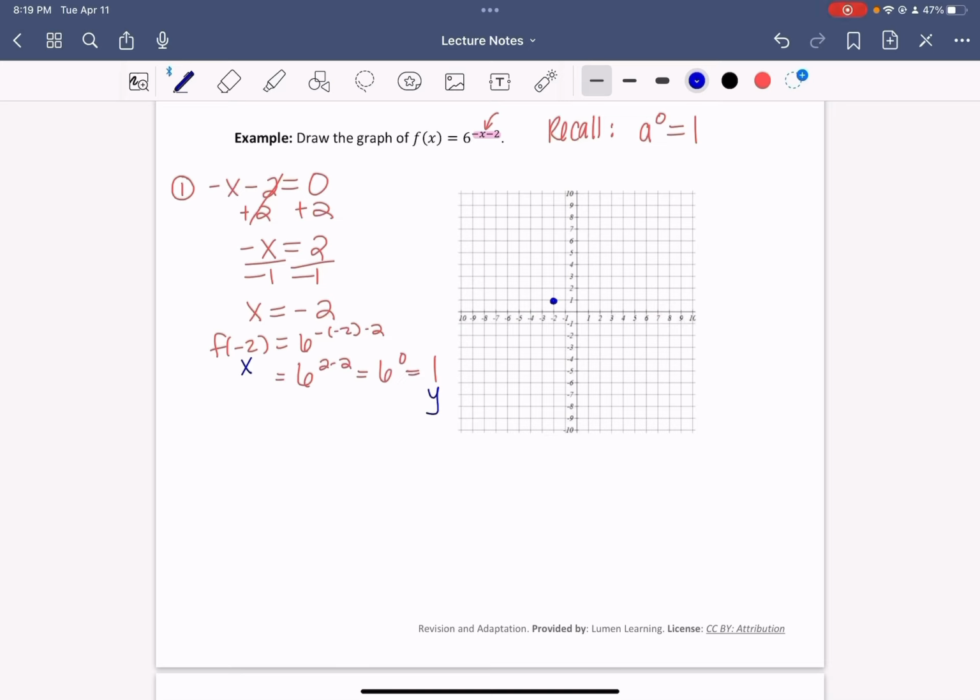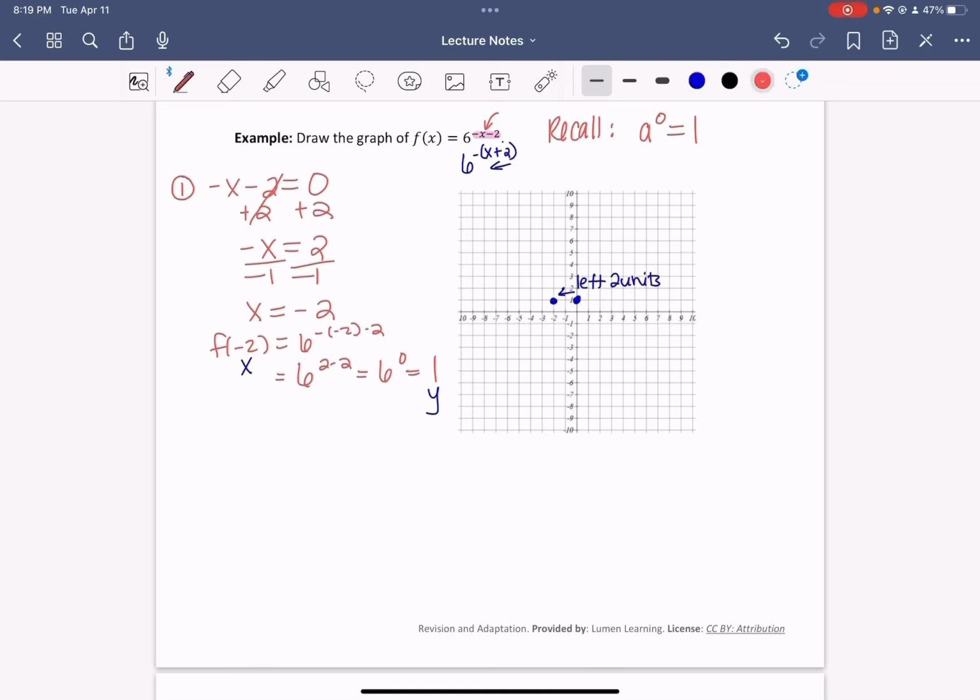Now you can see that relates to our shift, because if I take 6 to the negative x minus 2 and I factor out a negative out of that top, that would give me negative x plus 2. So that was the left 2 units we would expect, because typically we have a point right here at 0, 1. So you can see that this has been shifted to the left 2 units.